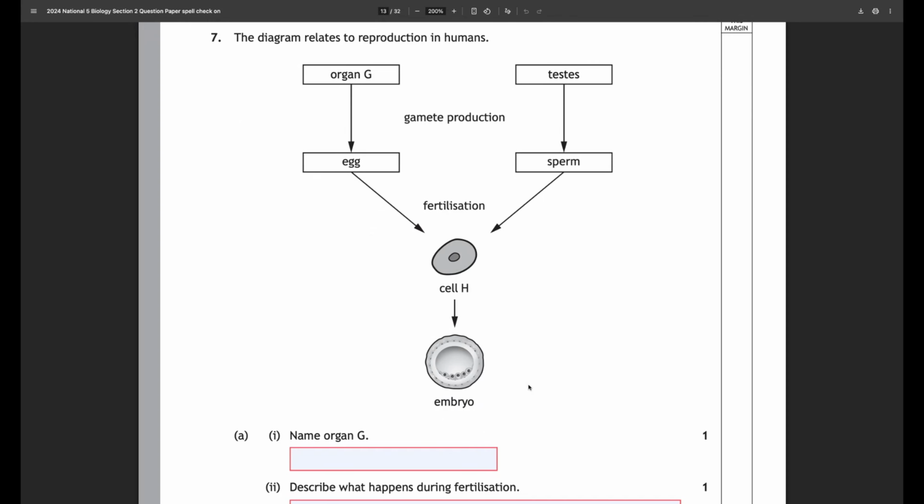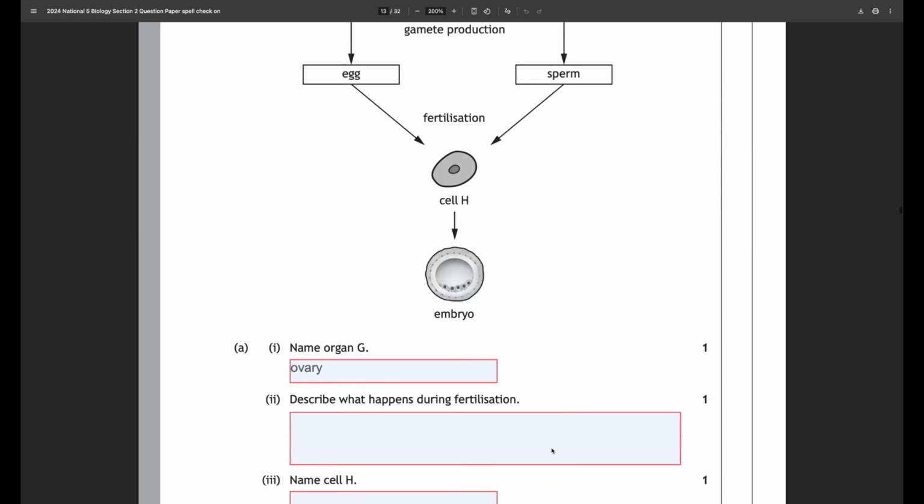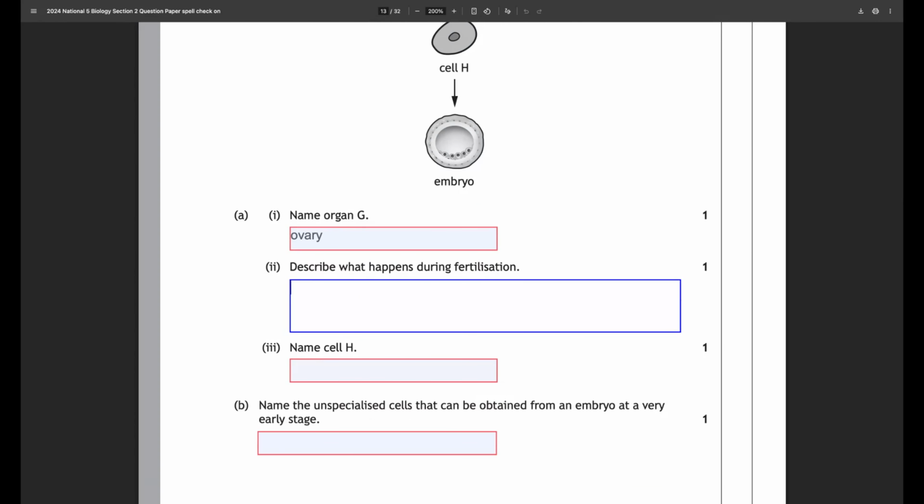Okay, number 7, the diagram relates to reproduction in humans. We've got various stages happening here, all good. Part A, we've got name organ G. Now, organ G produces the gamete called the egg. Which organ does that in humans? It is the ovary. Part B, what happens during fertilization?